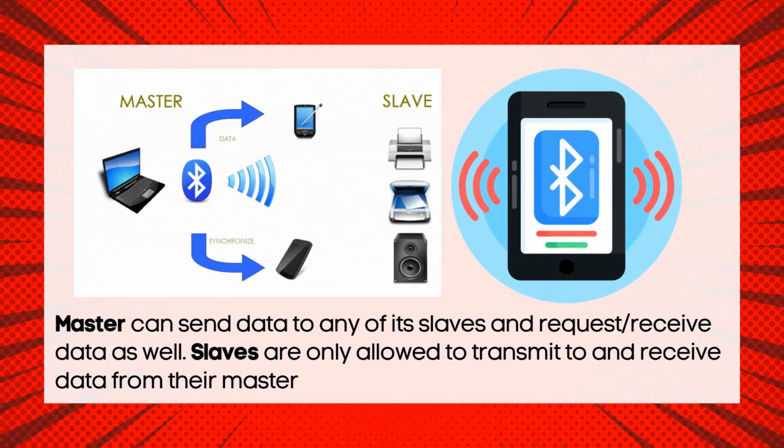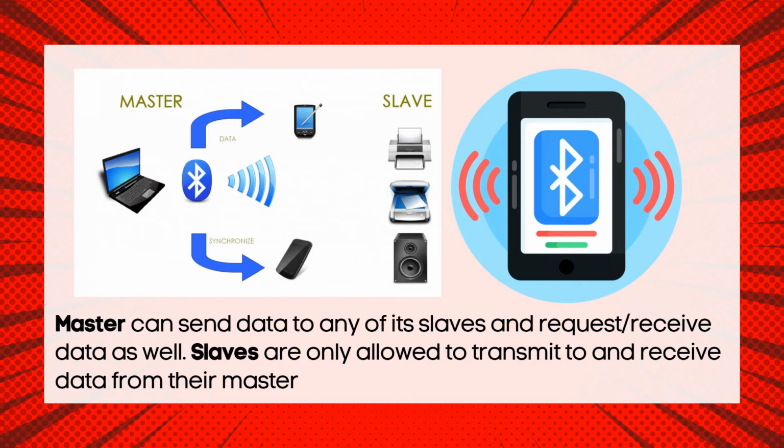So here is our example, as you can see, of a real world connection between a master and slave. The master can send data to any of its slaves. You can see here the master and then the slaves, and request or receive data as well. Slaves are only allowed to transmit and receive data from their master. So in a piconet or Bluetooth wireless connection, a slave is not allowed to communicate with other slaves.